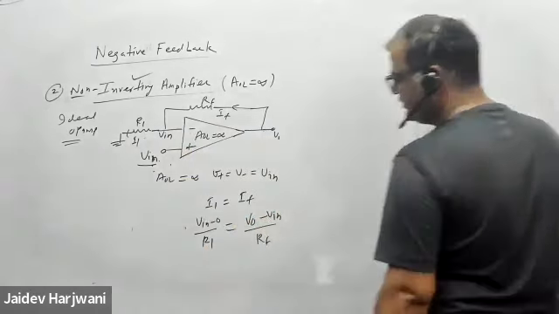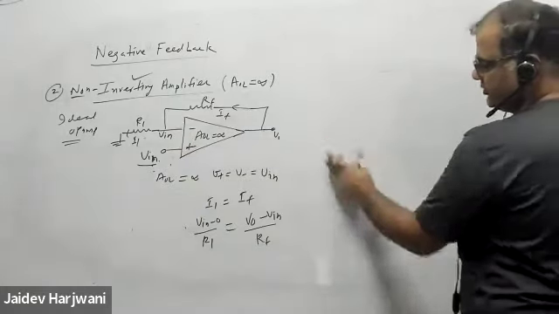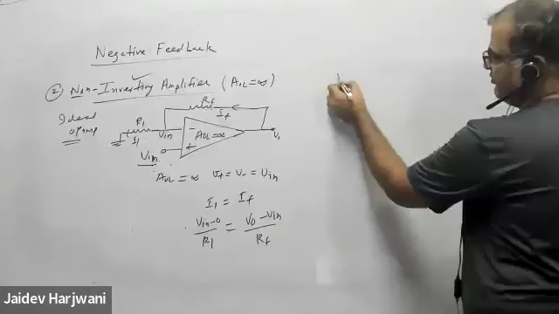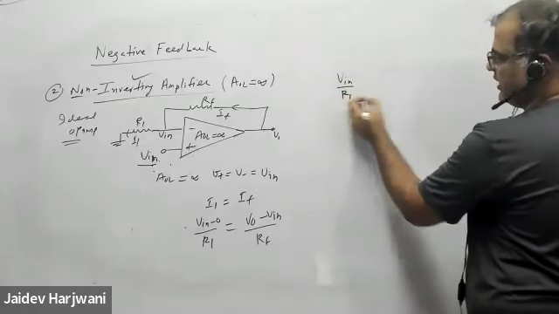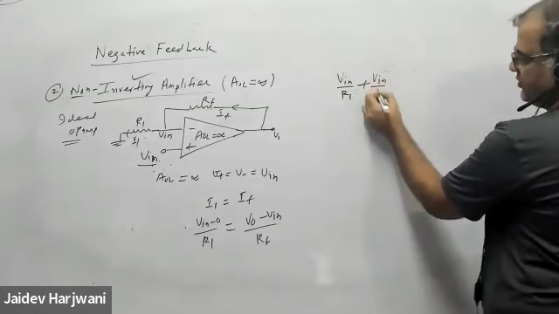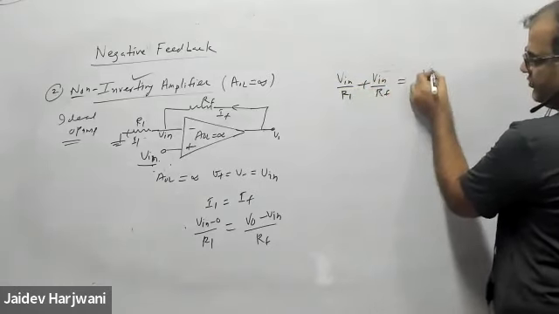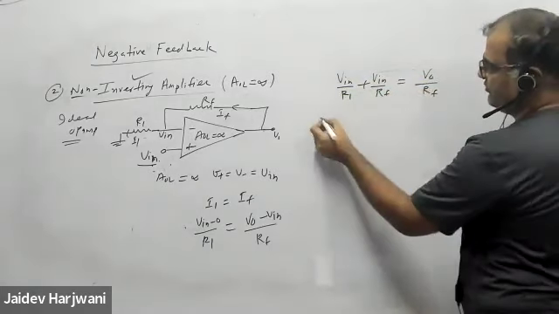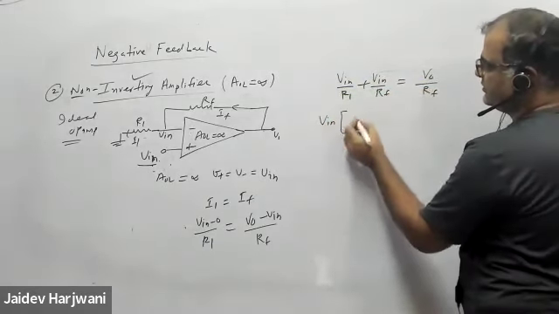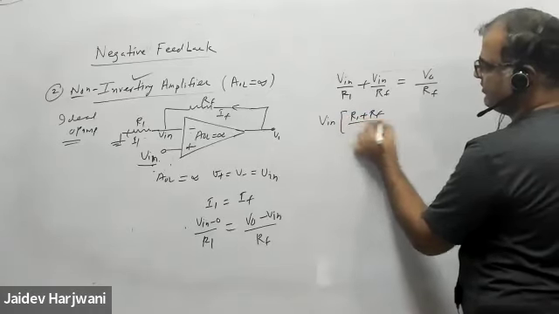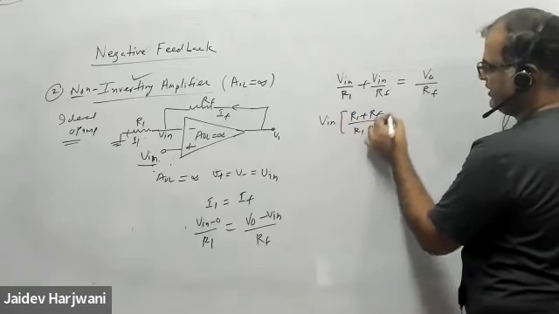Just solve this one and find the closed loop gain. So this you can write: V input upon R1 plus V input upon RF equal to V naught upon RF. Okay. And now if you take V input common, this will become R1 plus RF upon R1 RF.